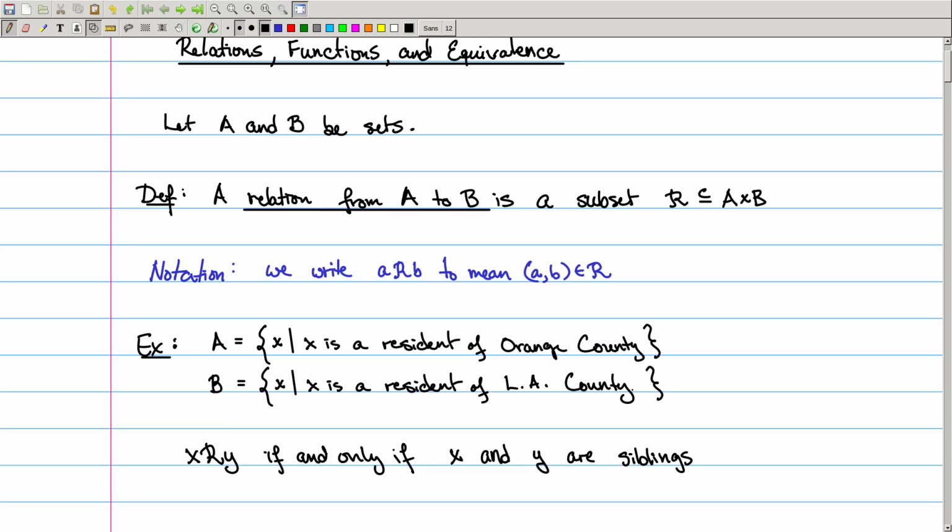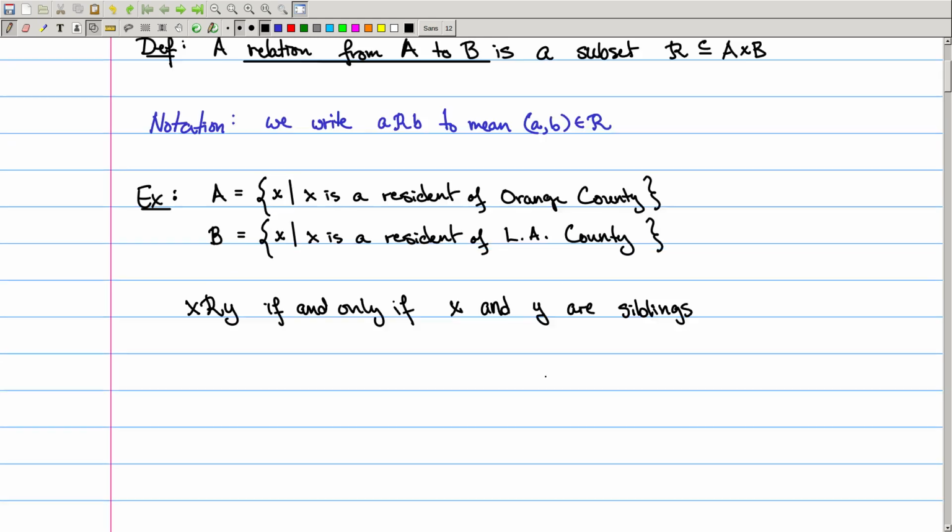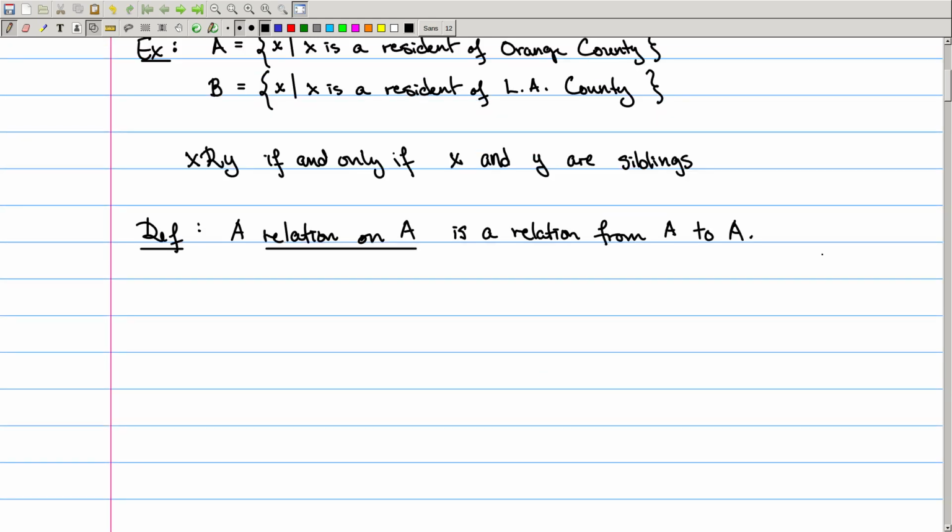Now, oftentimes, we're going to be really interested in the specific case when A and B are the same set. That leads to the following definition. A relation on a set A just means a relation from A to A. That is to say, it's a subset of the Cartesian product A cross A. So let's also do an example of something like this. Maybe this time a little bit closer to some math.